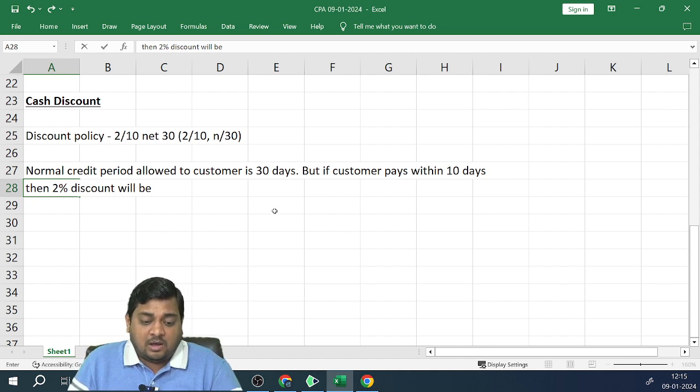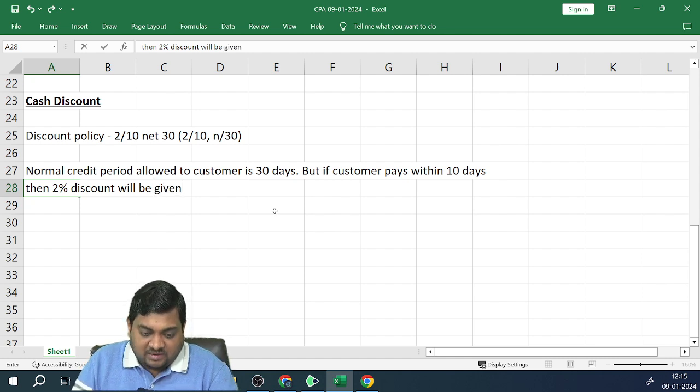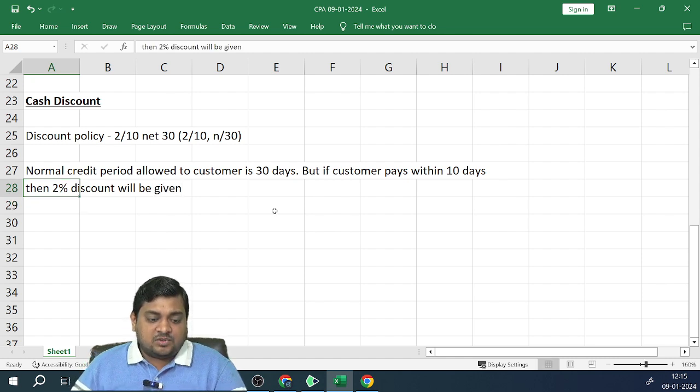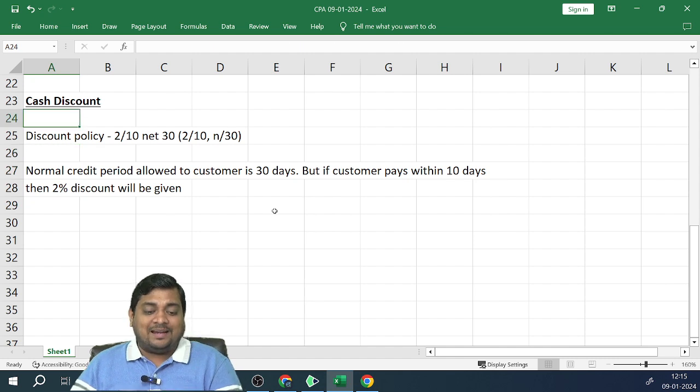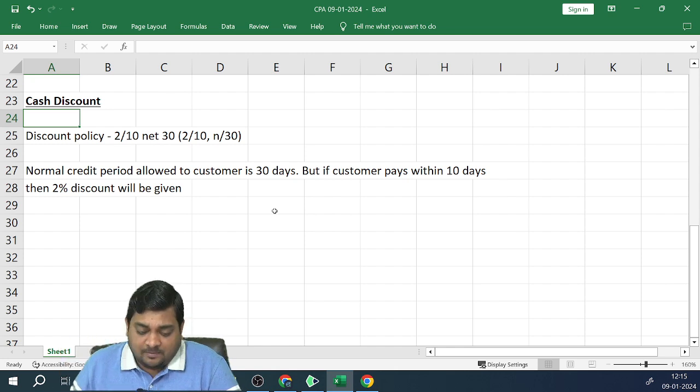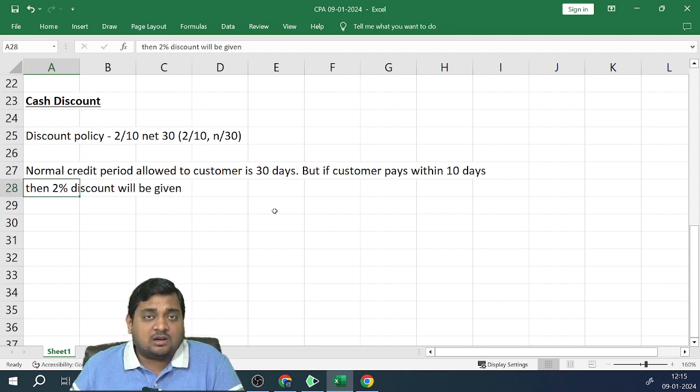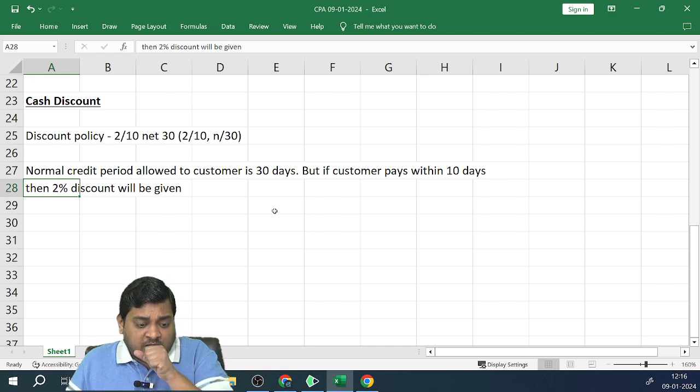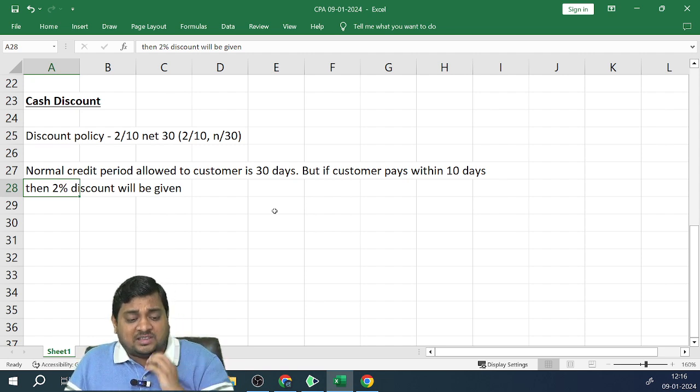The normal credit period allowed to the customer is 30 days, but if the customer pays within 10 days, then a 2% discount will be given, right? So a discount policy of 2/10 net 30 means the normal collection period is 30 days, and if the customer pays within 10 days, then a 2% discount will be given. So we need to adjust our trade receivables for the cash discount. Basically there are two methods for it, right?